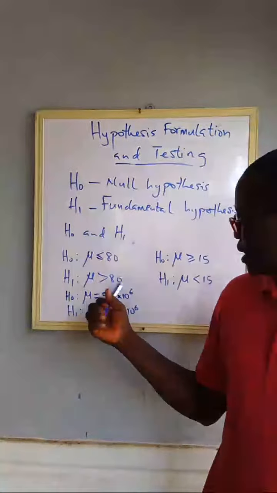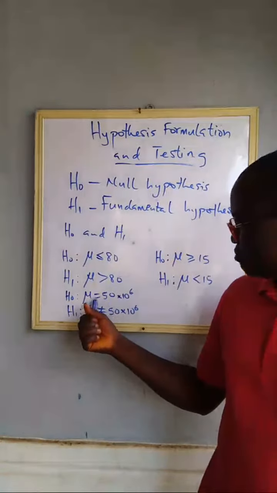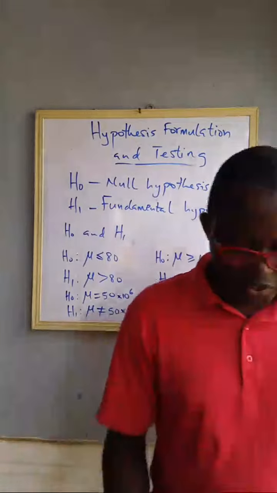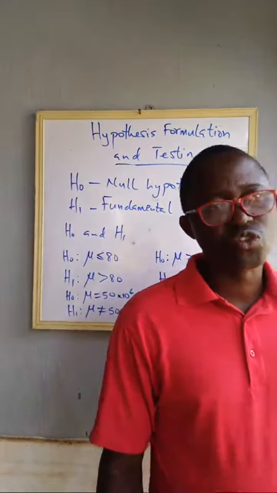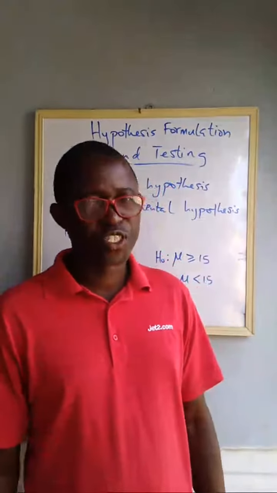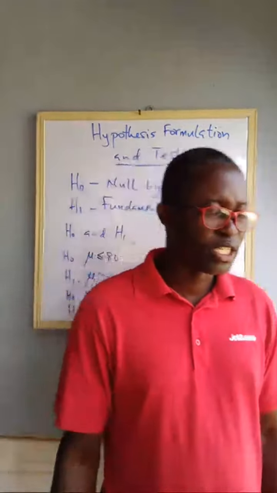So the null hypothesis: mu equals 50. Alternative: mu not equal to 50. This one is not equal to now. It's not less than, it's not greater than, but we are saying not equal to 50. And that is how to formulate the hypothesis.